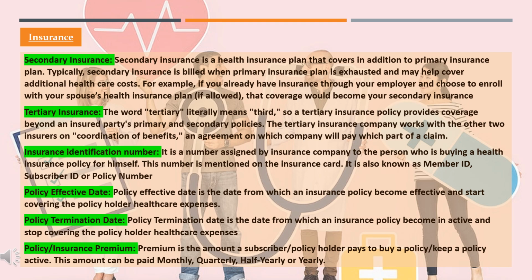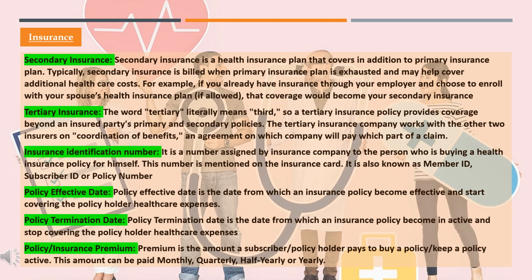After secondary insurance, tertiary insurance plays its role. The word tertiary literally means third, so a tertiary insurance policy provides coverage beyond an insured party's primary and secondary policies. The tertiary insurance company works with the other two insurers on coordination of benefits. An agreement on which company will pay which part of a claim.